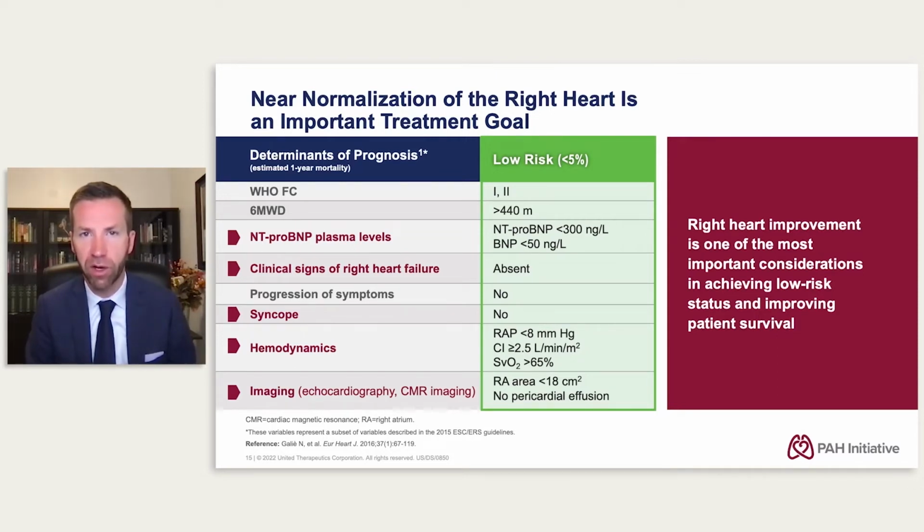Now, the next does require invasive hemodynamics. Low right atrial pressure, normal cardiac index, and SvO2 of greater than 65%. All of these reflect good prognostic indicators, and all of these are reflective of the right ventricle. Then with imaging, we want to see a right atrial area that is small. And as I mentioned earlier, we do not want to see a pericardial effusion. Improvement of the right heart is one of the most important considerations to get people to low risk status and improving survival.